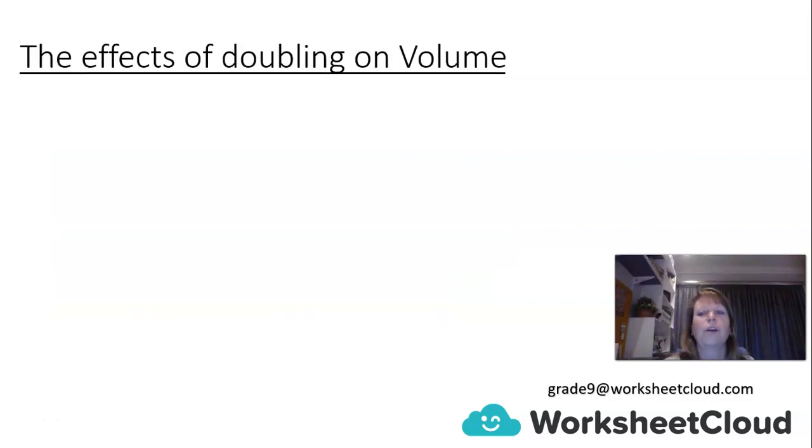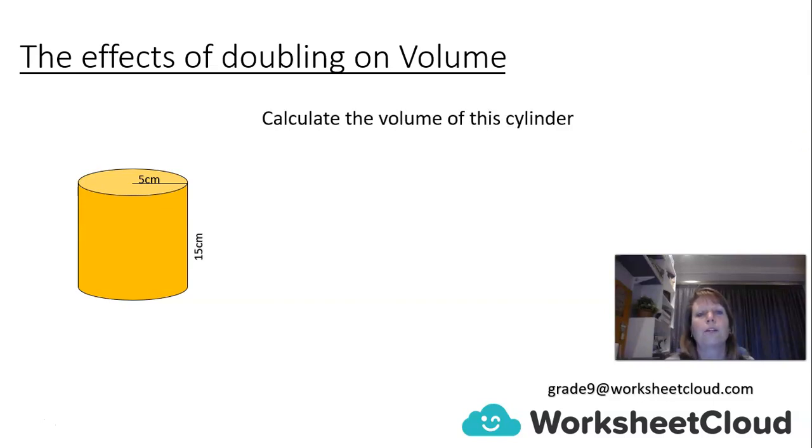Okay, so we're going to look at the effects of doubling on volume, as I said, and we're going to look at the cylinder first. So there we have our cylinder. We've got our radius as being 5 centimeters and our height as being 15 centimeters, and we need to calculate this volume. Okay, so you know what the formula for volume is.